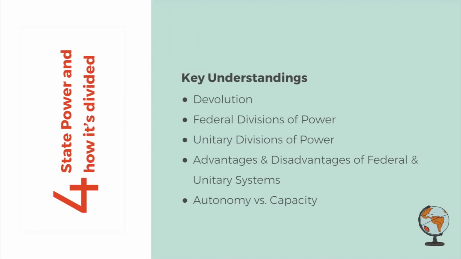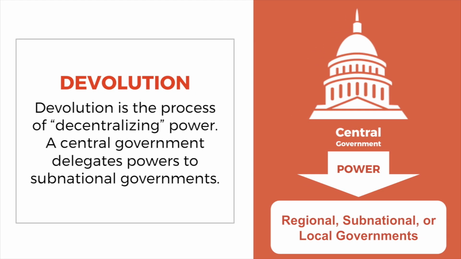Finally, let's move on to our last topic of the day. We need to talk about the kinds of power that states have and the different ways that power can be divided between national and local governments. Earlier, when I was talking about the United Kingdom, I mentioned that the national government in London allows local governments in Wales, Scotland, and Northern Ireland to have a great deal of local autonomy. The process of decentralizing power, or delegating power to subnational governments, is something that we call devolution.